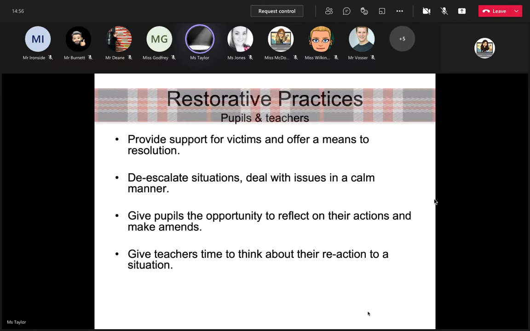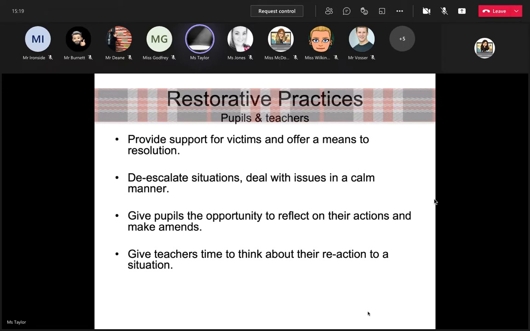Because I think a lot of young people, when they make a mistake and realise that they've made that mistake, want to fix it, but they don't necessarily know how to fix it or the best way to do it. So we can offer that support through a restorative conversation. And it really gives them the opportunity to reflect on their actions and fix it. I think it's quite an adult thing as well. Anytime that you make a mistake, you feel bad and you want to fix it.